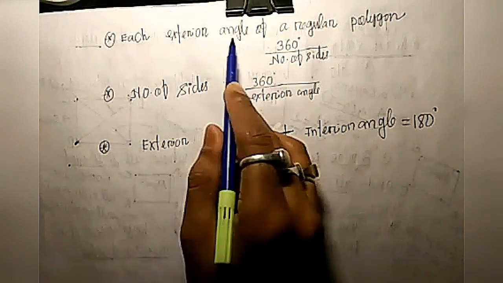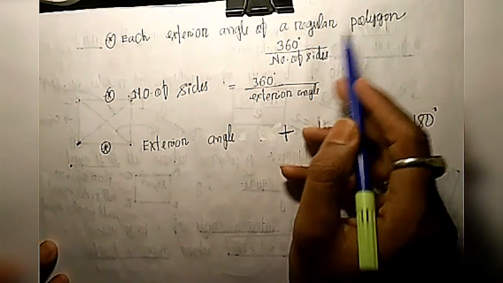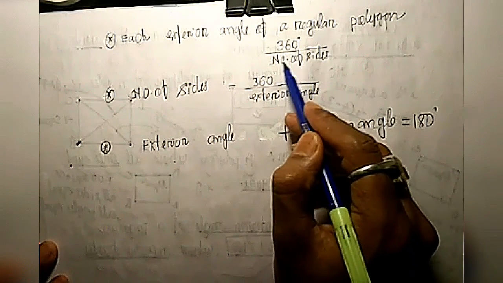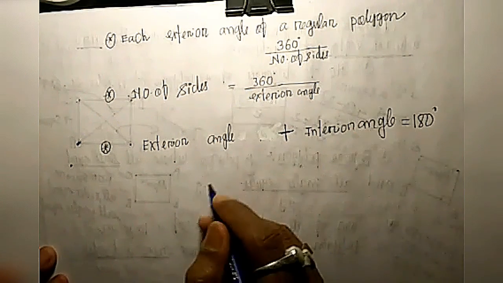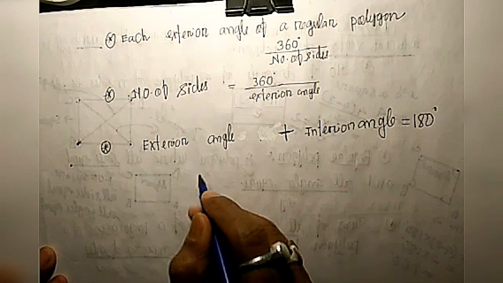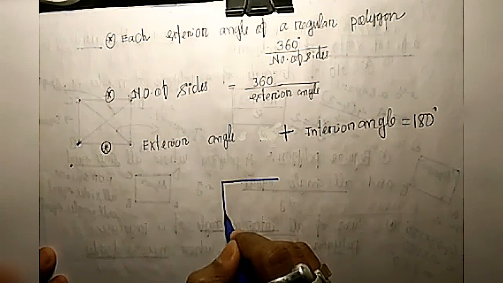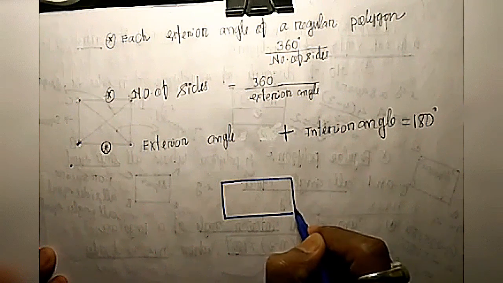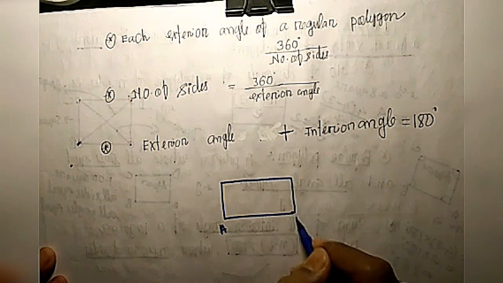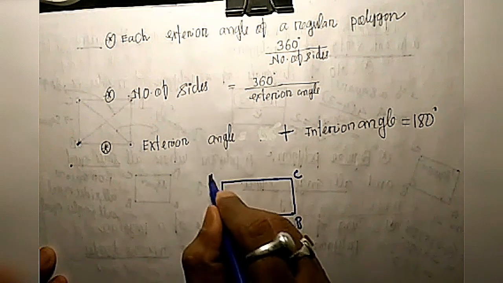Okay, move to the next. Each exterior angle of a regular polygon is 360 divided by number of sides. So first of all, you should learn what do you mean by exterior angle? Exterior means the angle should be lying outside the polygon. So here we are taking one example.